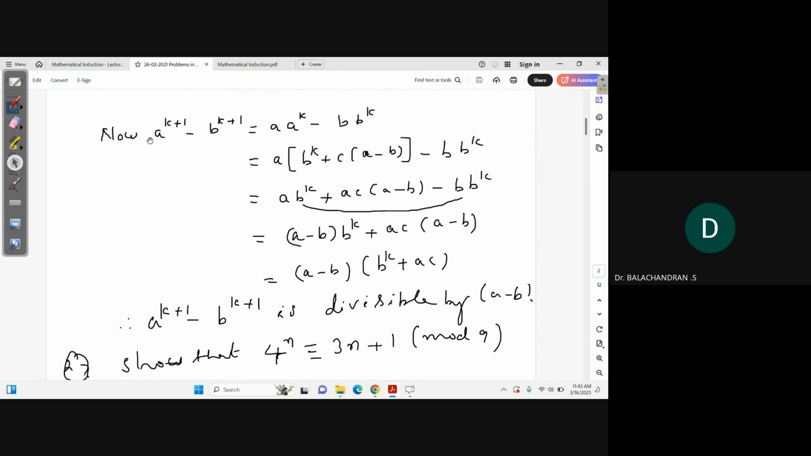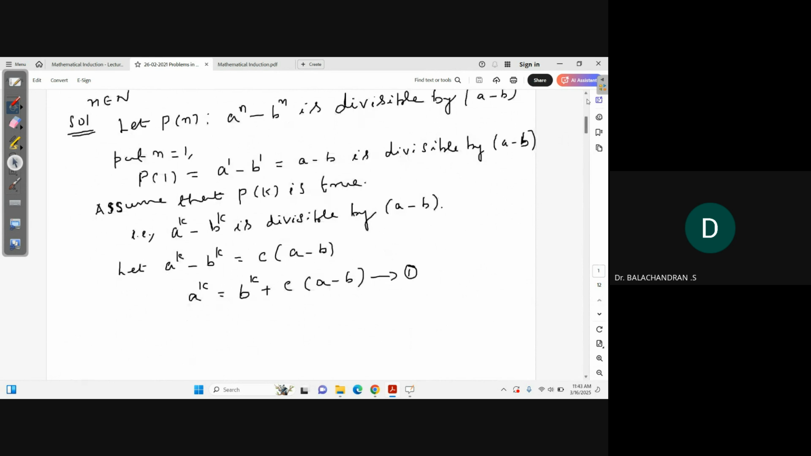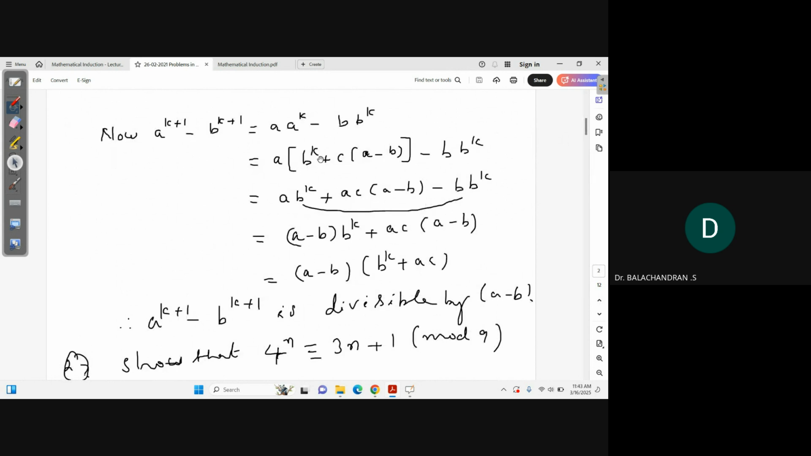So I'll take a power k plus 1 minus b power k plus 1 equal to a into a power k minus b into b power k. What is a power k from the previous step? a power k equals b power k plus c into a minus b. So instead of a power k, I will replace this expression in the next slide: a into b power k plus c into a minus b, minus b into b power k.